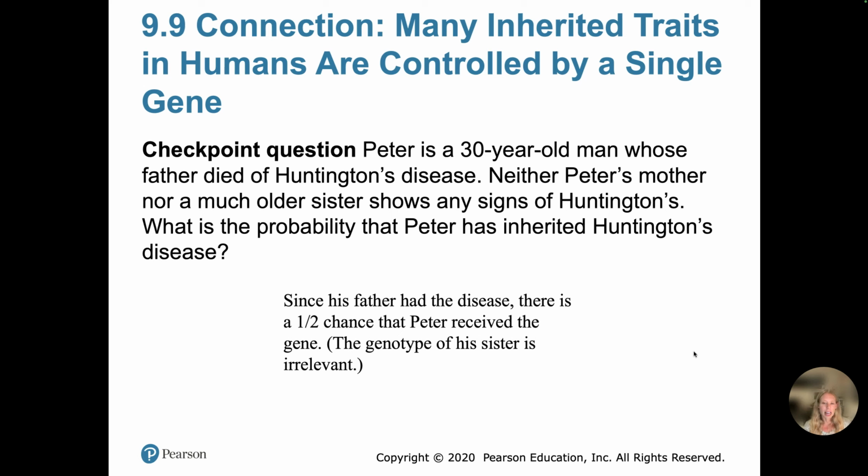Since his father had the disease, there's a half chance that Peter received the gene, or a 1 in 2 chance. The genotype of his sister is irrelevant. She also has a 1 in 2 chance to receive the gene, but her genotype does not affect Peter's in any way. So there's a 50% chance that Peter has inherited Huntington's disease if his dad was a heterozygote.